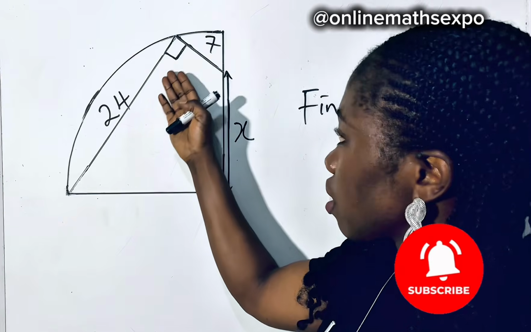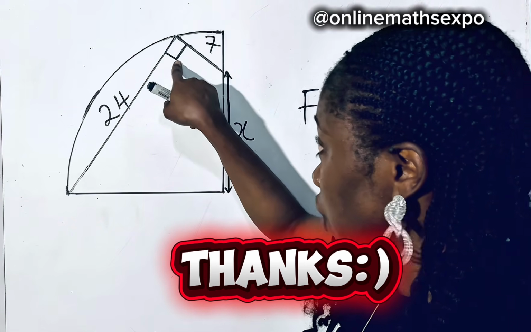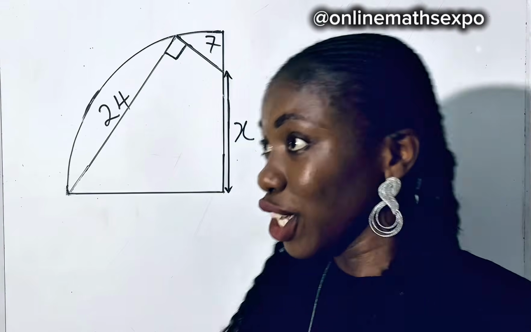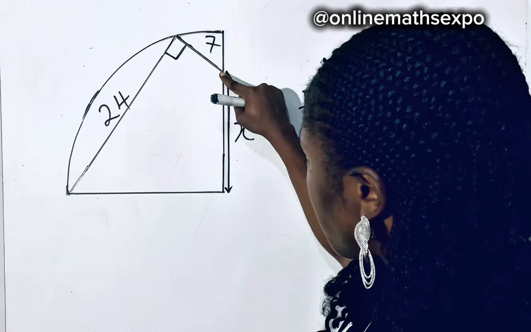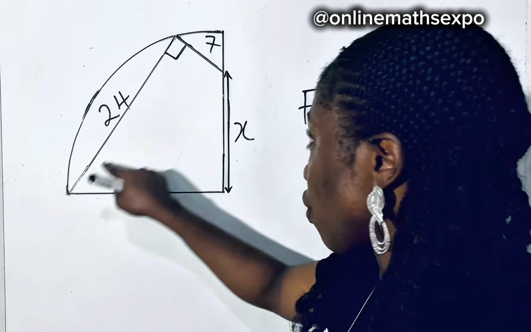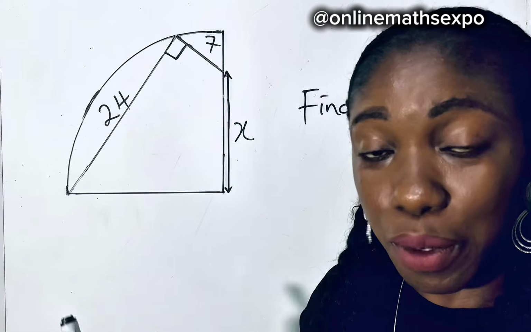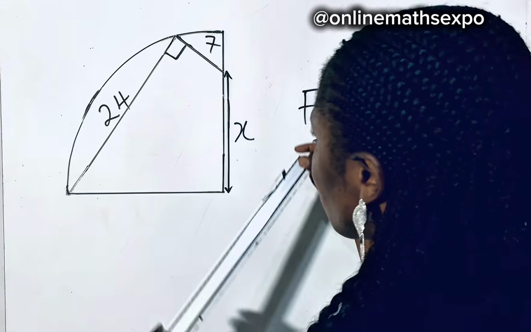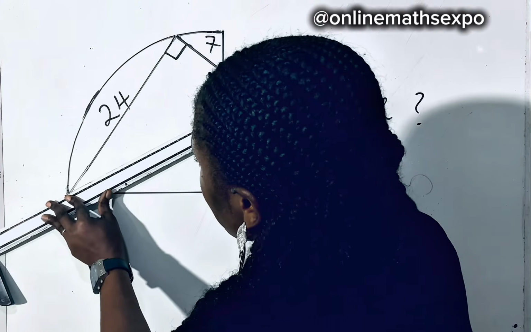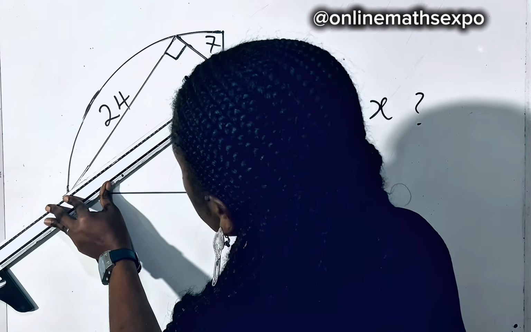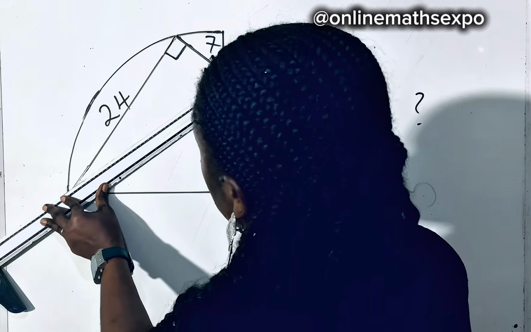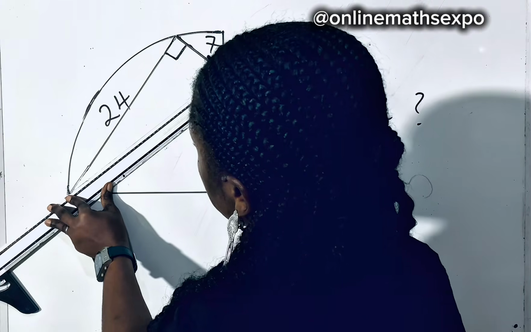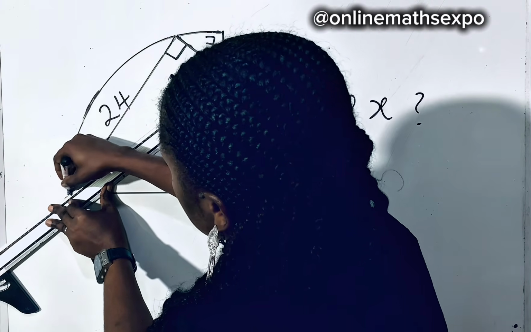The question has told us that these two line segments are perpendicular here. It means this is 90 degrees. So we are free to draw a line from this point to touch this. It's just going to help us in what we want to do. So let's join this together. Let's do it gradually. So this is what we have.